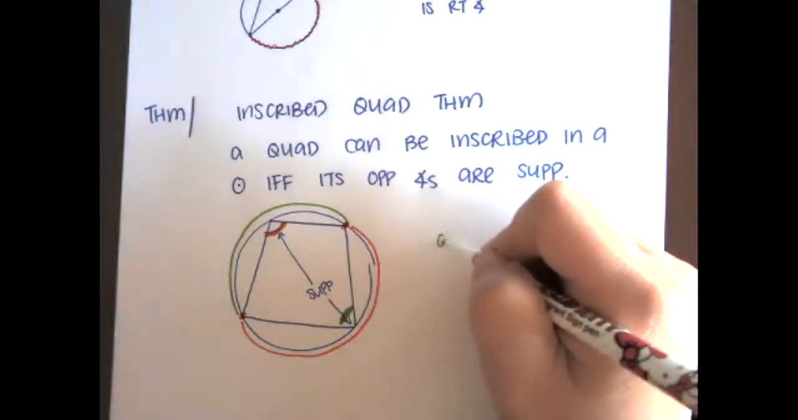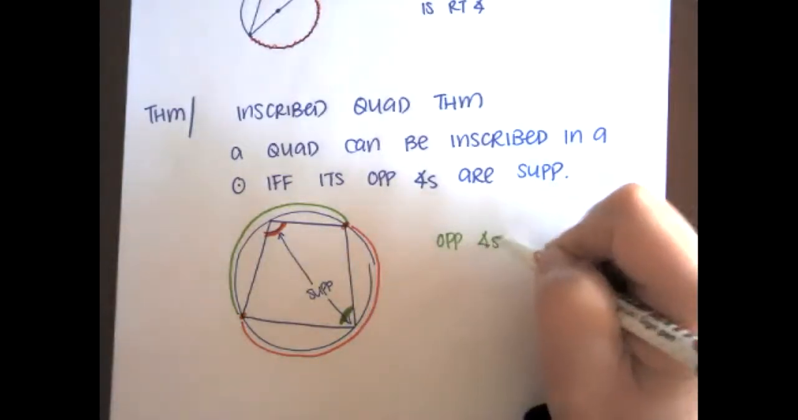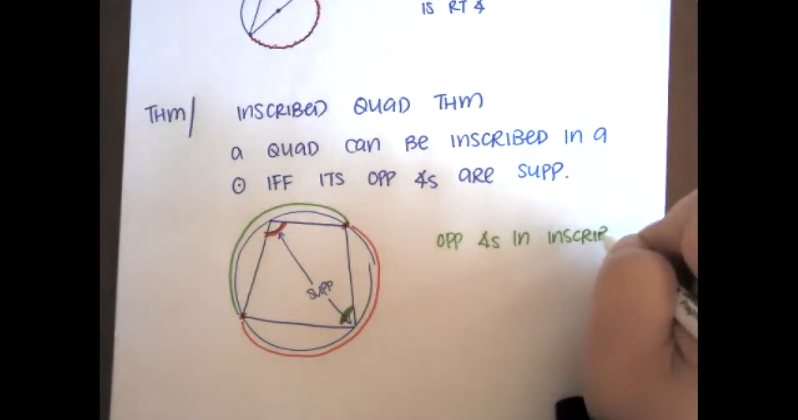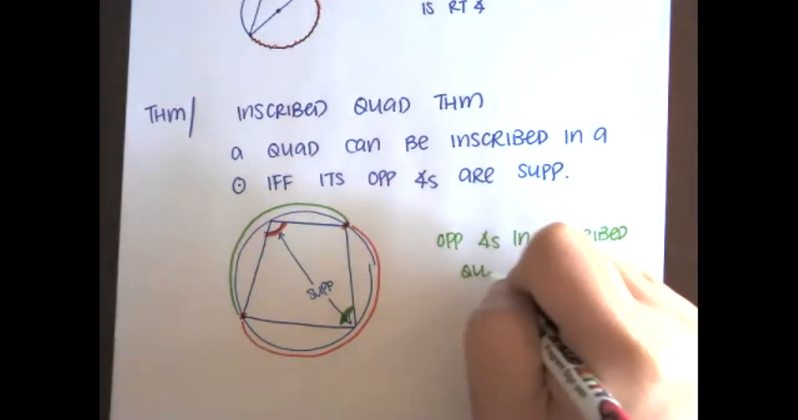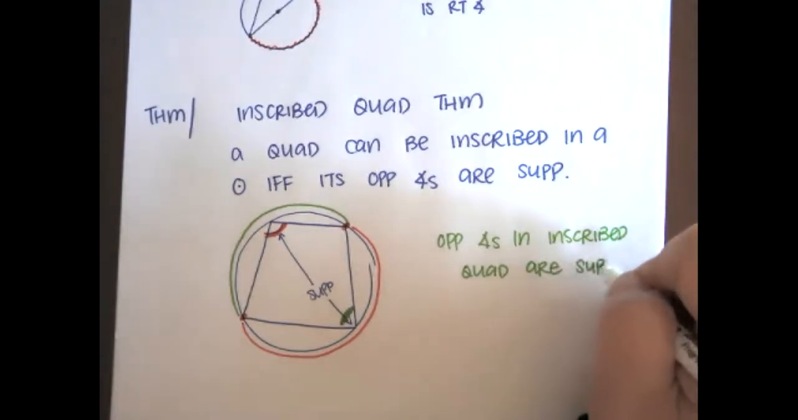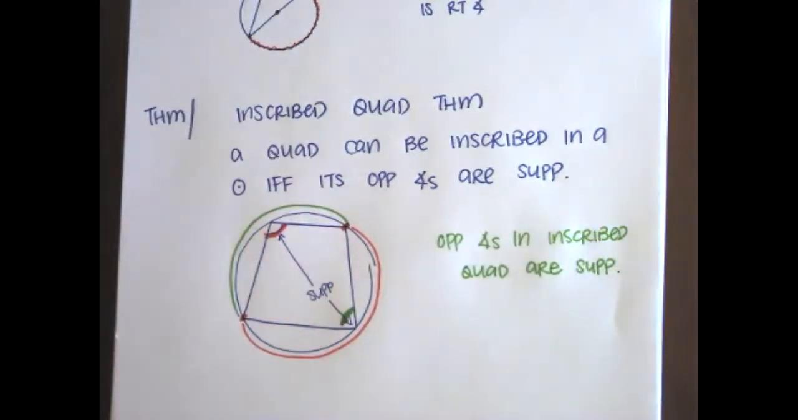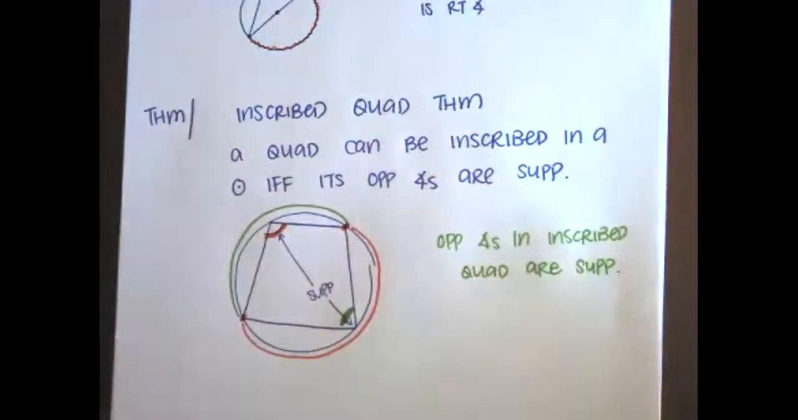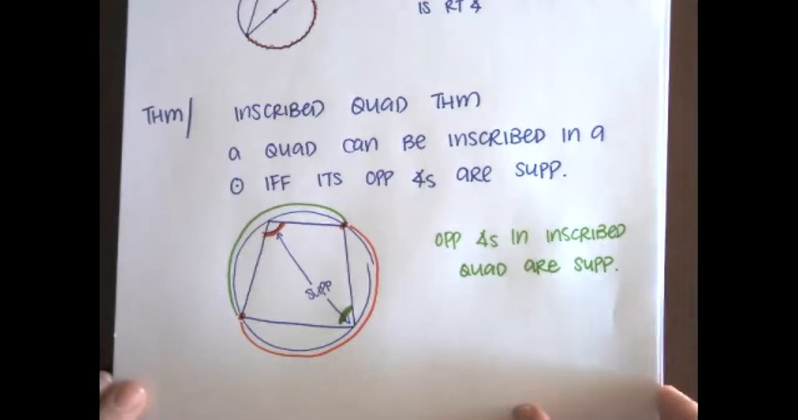So you could also say opposite angles in an inscribed quadrilateral are supplementary. So if you see a quadrilateral in a circle, that means it fulfills this. The angles add up to 180. Okay, let's do 2 examples and then we'll be done.